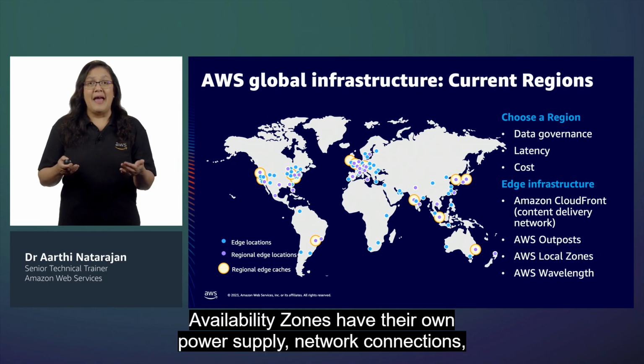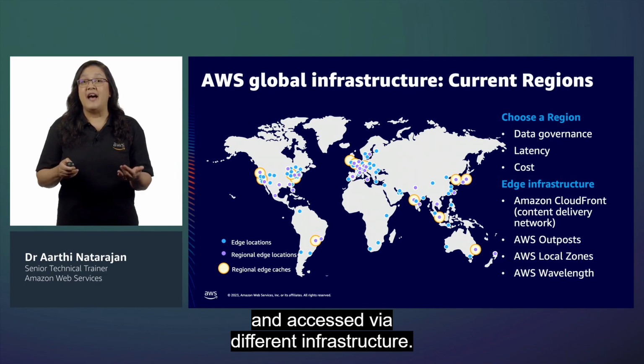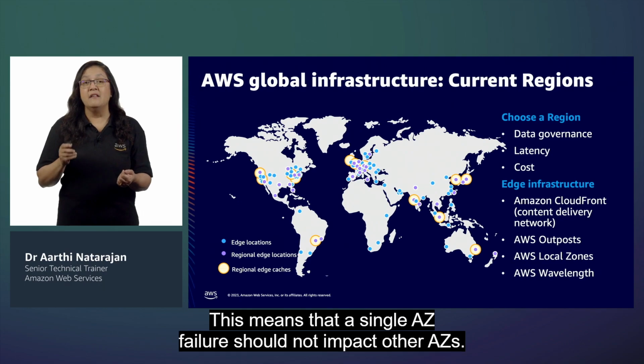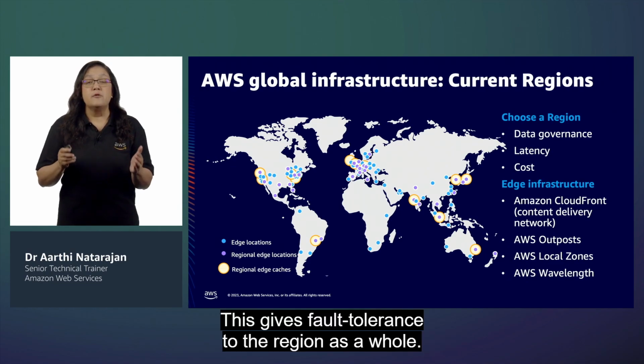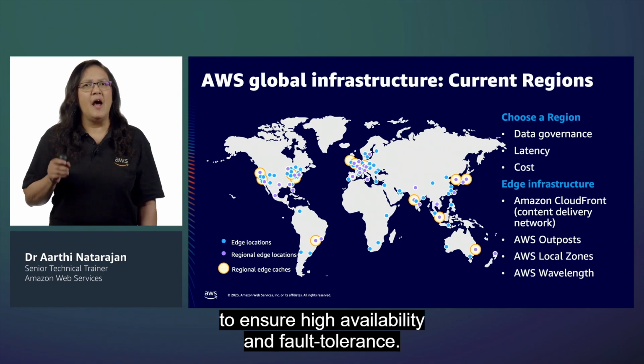Availability zones have their own power supply, network connections, and are designed to be on different floodplains and accessed via different infrastructure. This means that a single AZ failure should not impact other AZs. This gives fault tolerance to the region as a whole. A region is typically designed with 2 or more AZs to ensure high availability and fault tolerance.